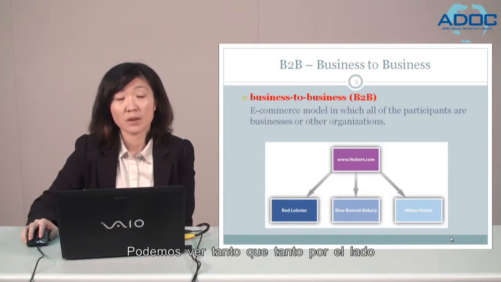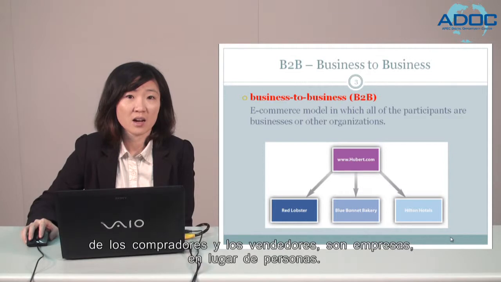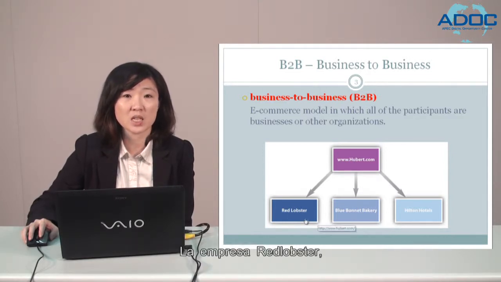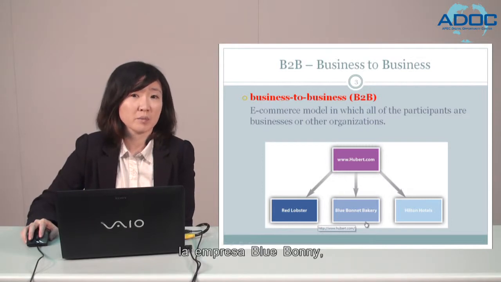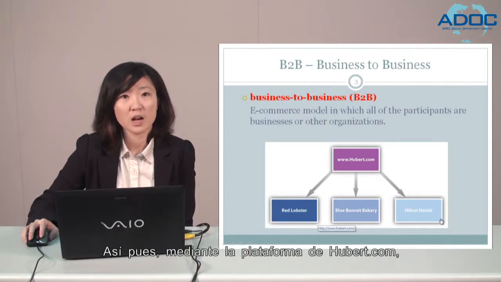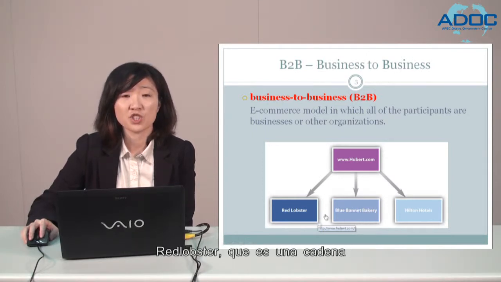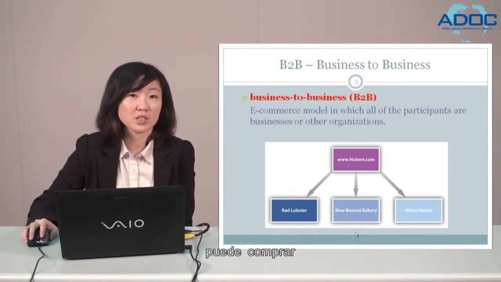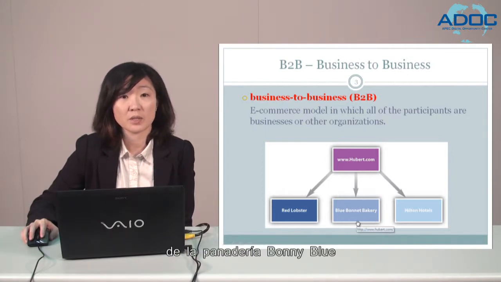We can see both the buy side and sell side are companies instead of persons. Red Lobster is a company. Blue Bonnet Bakery is a company. Hilton Hotels are companies too. So on Hopper.com, Red Lobster, which is a restaurant chain, can buy desserts from Blue Bonnet Bakery online using Hopper.com as the platform.